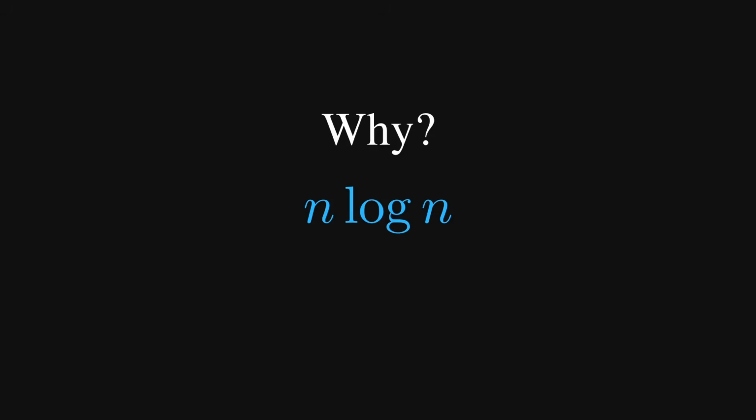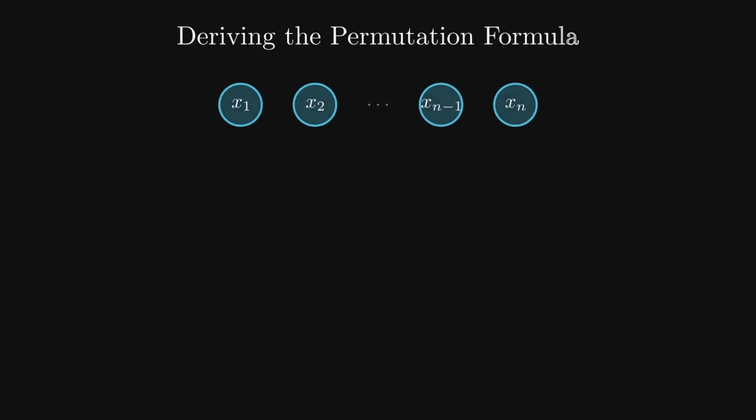Is it just that we haven't found the right code yet? Or is there a fundamental universal speed limit stopping us? Today we prove exactly why you can't break this barrier. To understand the limit, we first have to understand the scale of the problem.